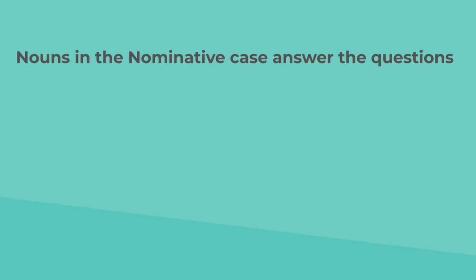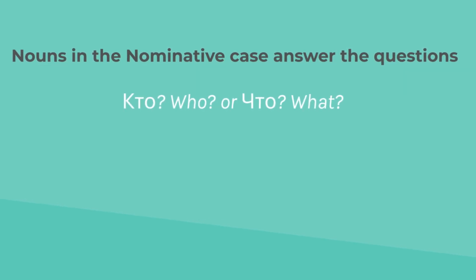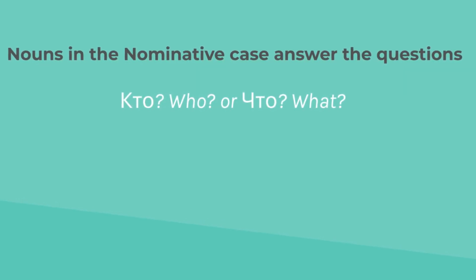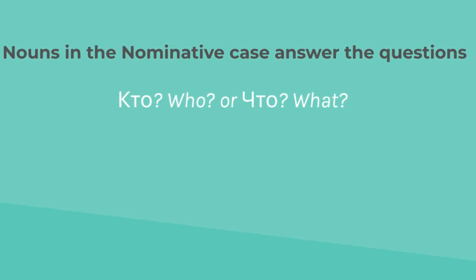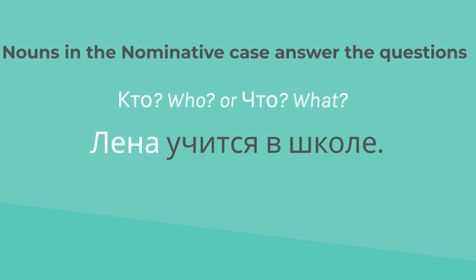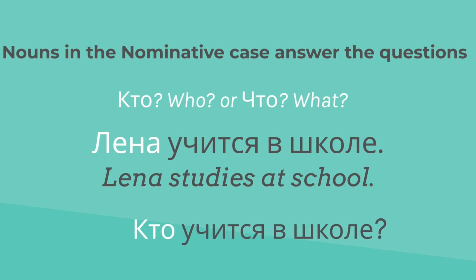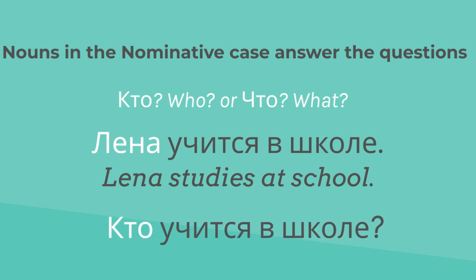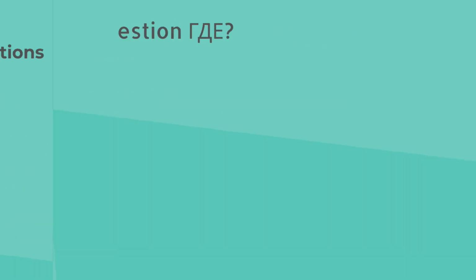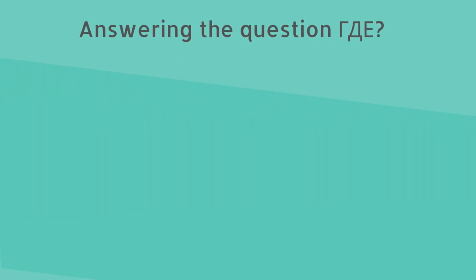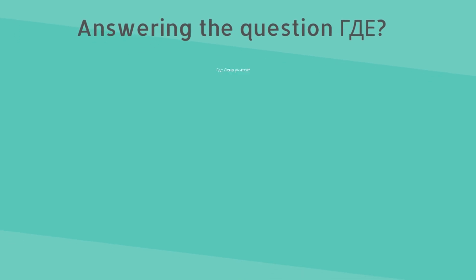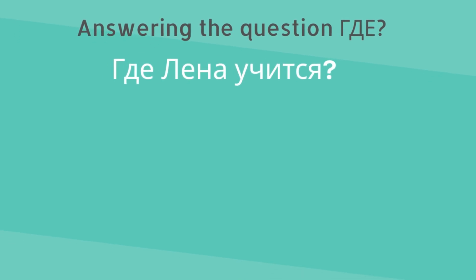Nouns in the nominative case answer the questions кто, who, or что, what. Лена учится в школе. Lena studies at school. Лена answers the question кто. Кто учится в школе? Школе answers the question где. Где Лена учится?